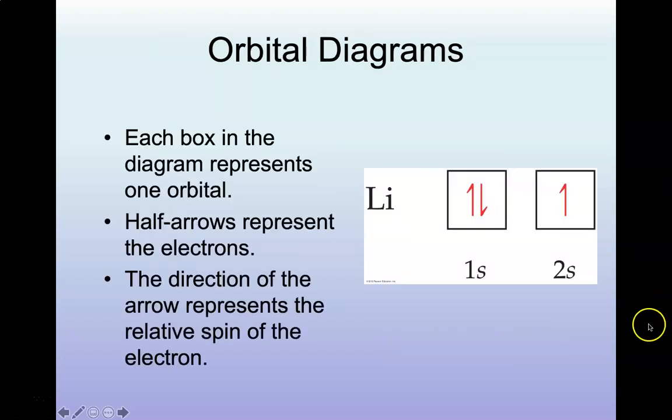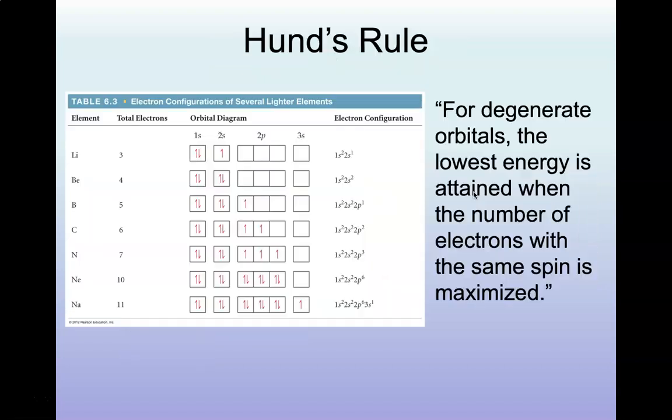In orbital diagrams, just like we've talked about in the past, each box represents a single subshell of an orbital. In this particular case, since the orbital is an s, we have one orbital and it has one subshell. Half arrows are then used to identify electrons. Remember that the direction of the arrow, either up or down, indicates positive or negative spin.